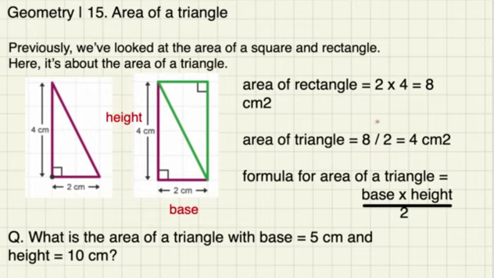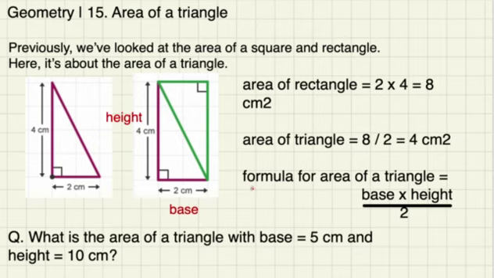Now, using the program that I'm using to produce these videos, it's a little bit difficult to get the dividing sign, so I'm using this slash. Wherever you see a slash like that, it means the same as the division sign. So that means 8 divided by 2, and that produces 4 centimeters squared. So a really useful way of finding the area of a triangle is to double it, treat it like a rectangle, and then halve the area of the rectangle, and that gives you the area of the triangle.